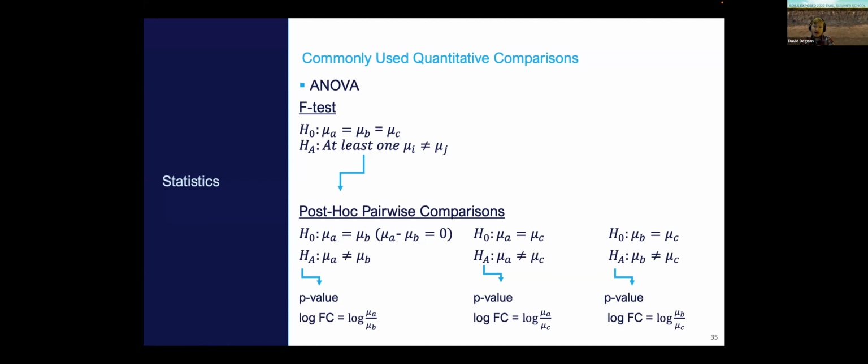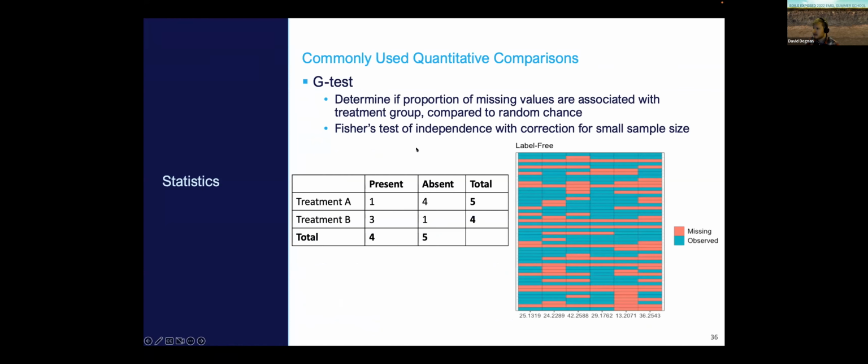Depending on how you normalize the data, that's going to change what these log fold change values look like. So if you've scaled using a log 10 abundance, this is going to be a log 10 fold change. The G-test for missingness is going to determine if the proportion of missing values is associated with a treatment group compared to random chance. And for that, we use Fisher's test of independence with correction for small sample sizes.